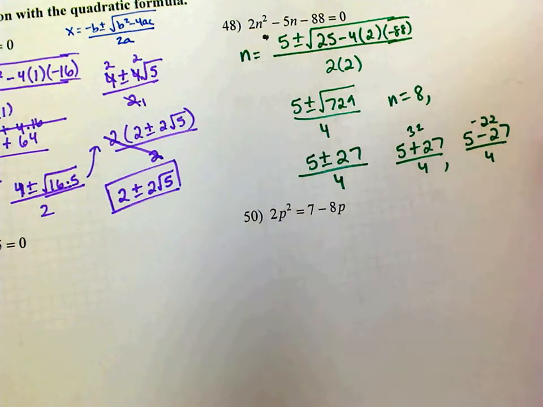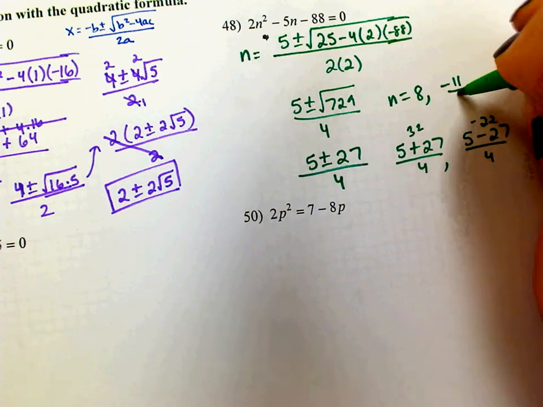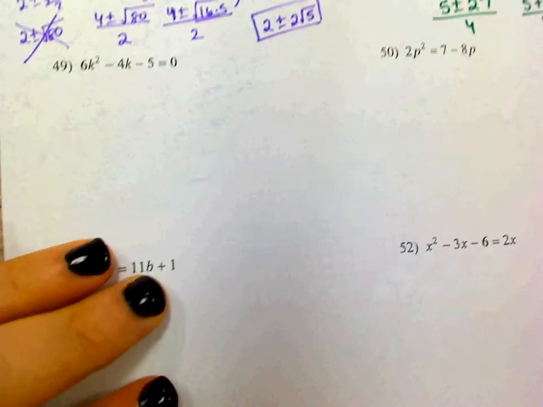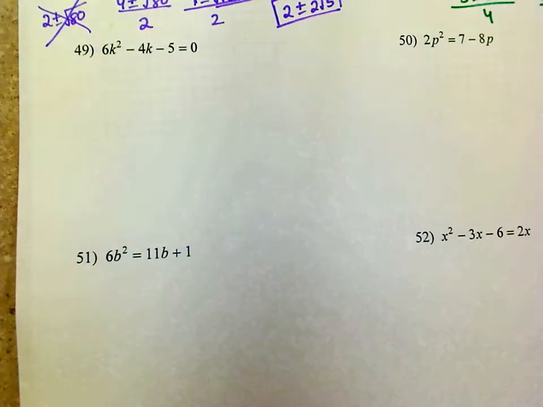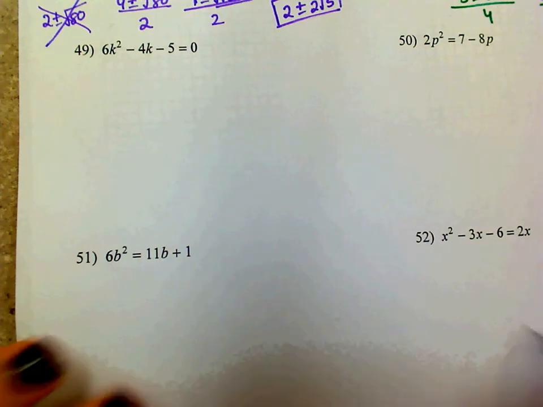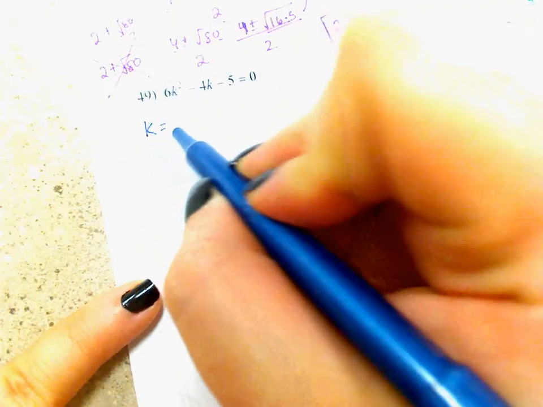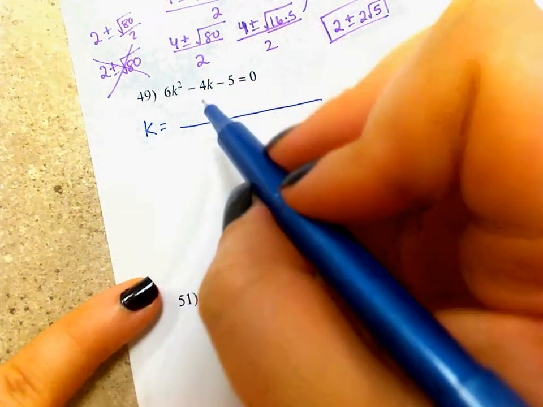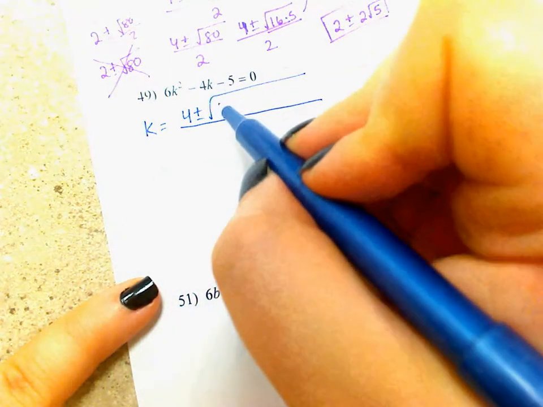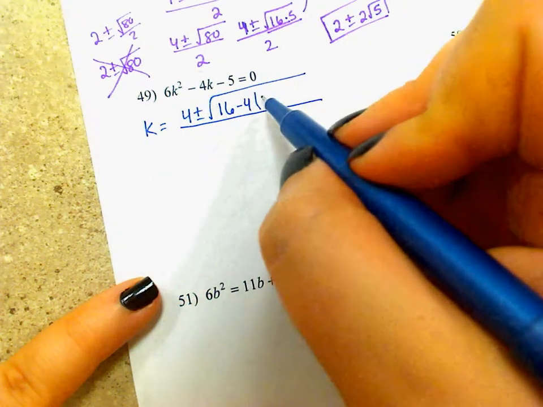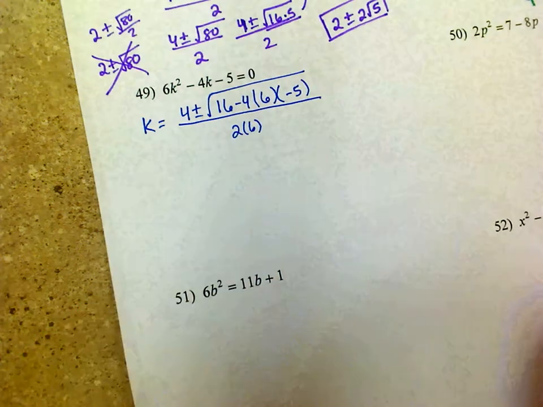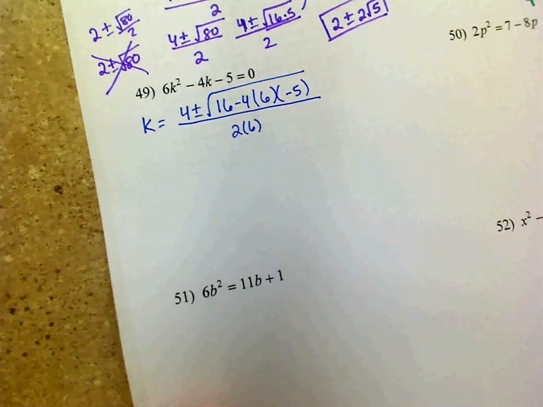Okay. 49. K equals opposite b. Opposite b is positive 4 plus and minus the square root of b squared, which is positive 16 minus 4 times a, which is 6, times c, which is negative 5, all over 2 times a. Okay. Actually, 4 times 5 is 20, and 20 times 6 is 120, so it's 136 in there.